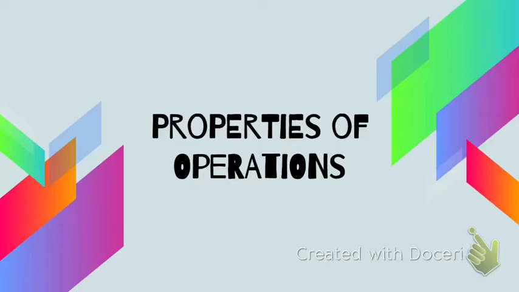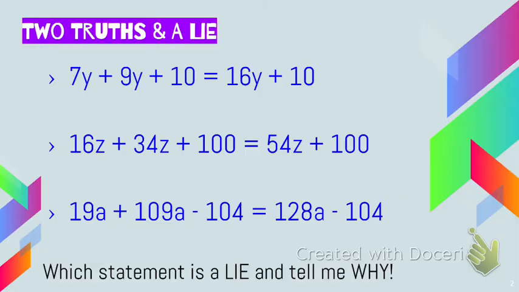All right, Rams, today we're going to be learning about properties of operations. The first thing that we are going to do is our warm-up. It is called two truths and a lie. Basically, we want to know which one is a lie and tell me why.